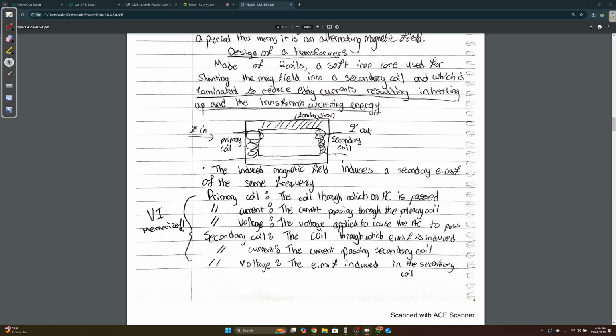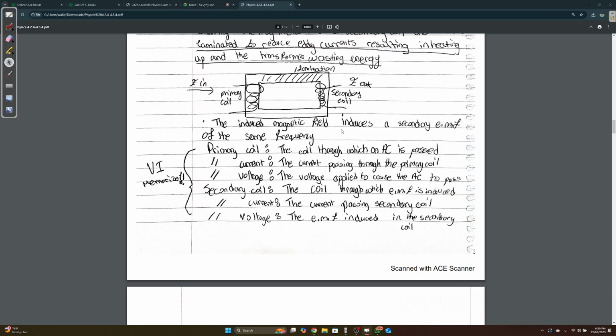Ideally, the primary coil and the secondary coil have a different number of loops, because you know that the number of loops in a coil determines the induced current. You can induce current by changing the rate of change of the magnetic flux, and to increase the rate of change of the magnetic flux, you use a coil with more loops. So the induced magnetic field induces a secondary EMF of the same frequency. Okay, the frequency is the same.